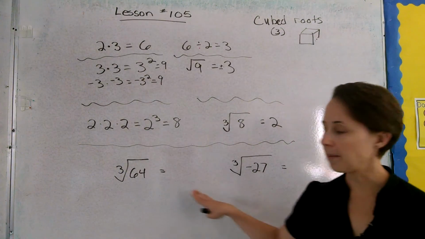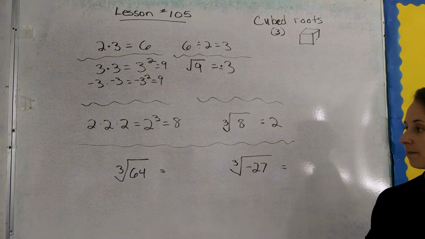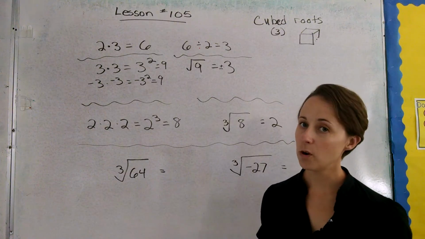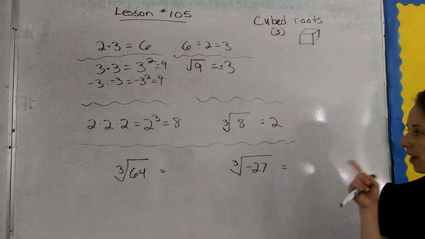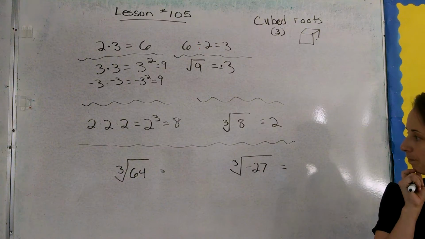Let's see if we can do some problems together. Write these on your paper, please. The cubed root of 64 and the cubed root of negative 27. Got a positive and a negative number now.